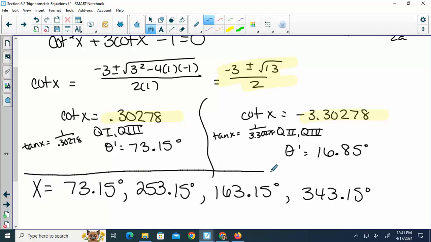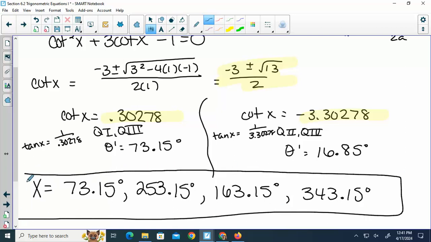And how could I check each of these if I wanted to? Yep, put them back into the original. Those go in for your x. So you could put it in and see if it works. We will have a slight rounding error, but they should still be very, very close. All right. If I said all possible solutions, what would we have to do on the end of each? Plus 360k, where k is an integer.